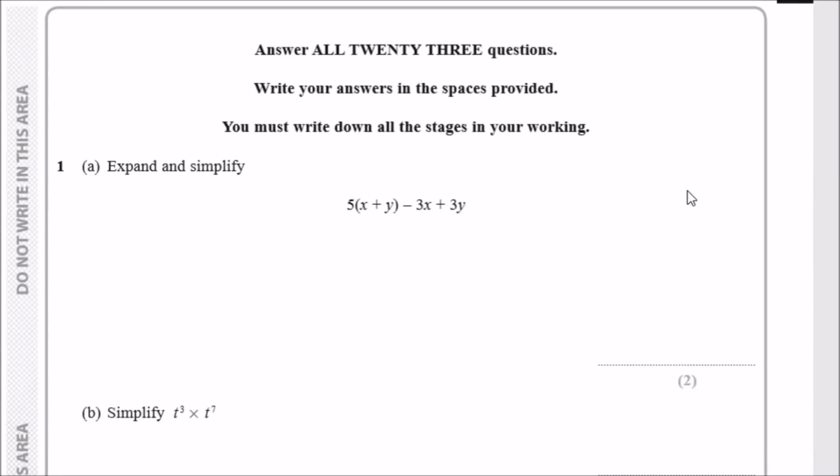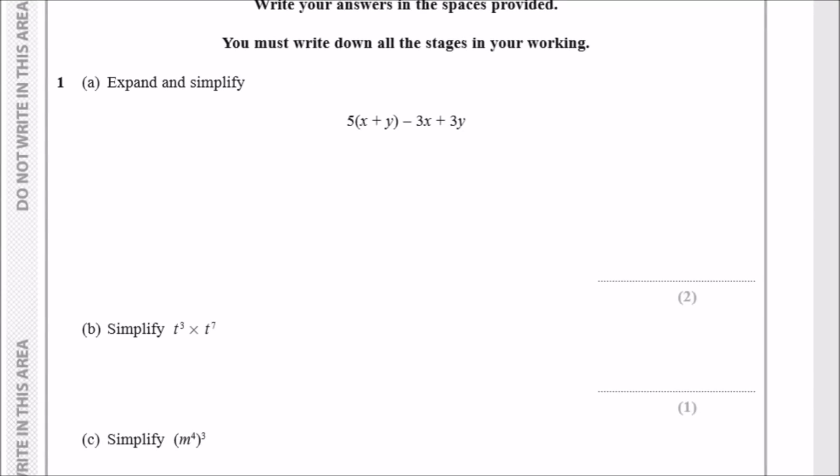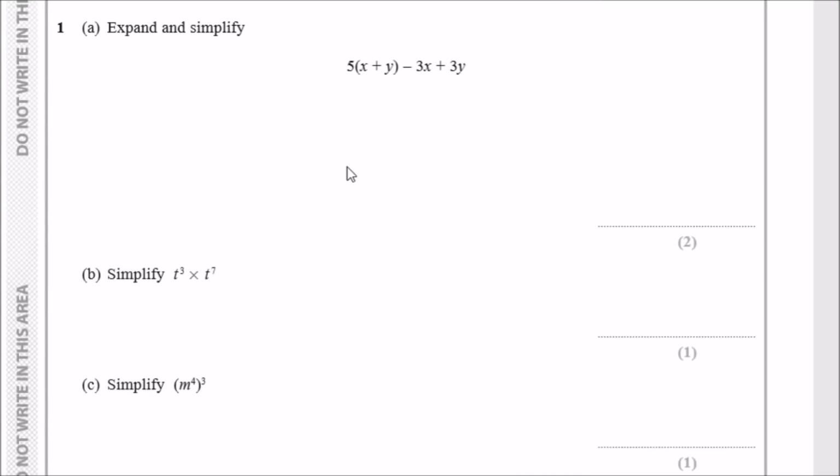So here we got 23 questions to break down, so let's do this. Okay, first things first, number 1. Expand and simplify the following expression. Okay, this is dead easy as usual. So you got the first bracket, 5 times x plus y, so just distribute it. So you're going to have 5x plus 5y. Just copy the rest, minus 3x plus 3y, and tidy up.